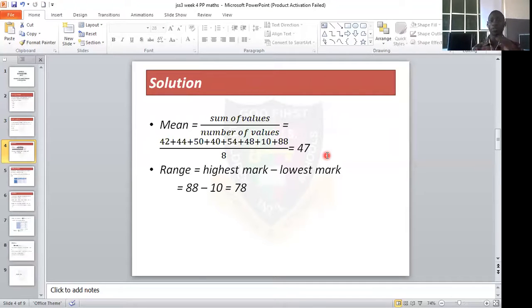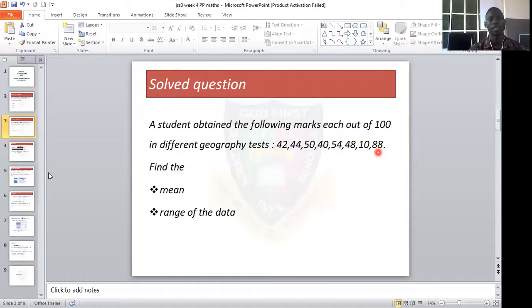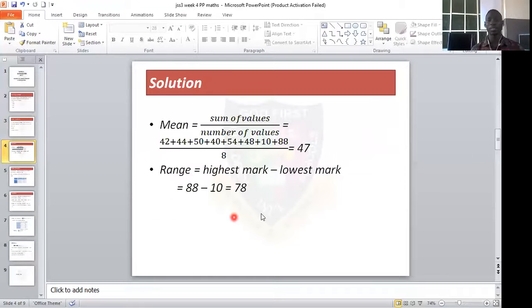Sum it all together, get your value, divided by 8, and you have to get your 47. So the range is the highest mark minus the lowest mark. Go back to the data again. The highest mark is 88, and the lowest mark is 10, which is 88 minus 10. I believe you now understand better what we have been talking about. 88 minus 10 equals 78.